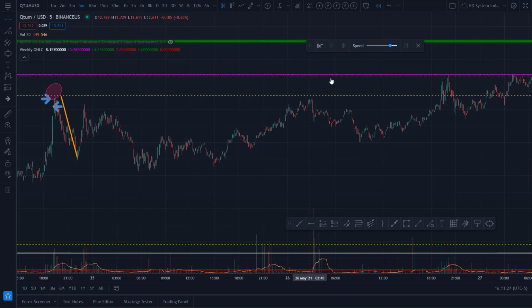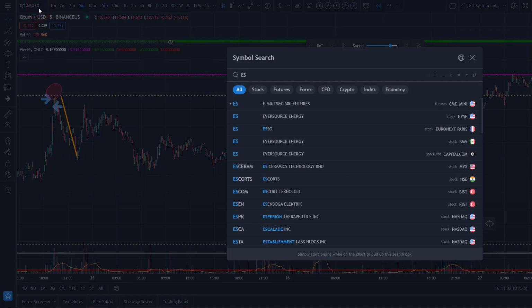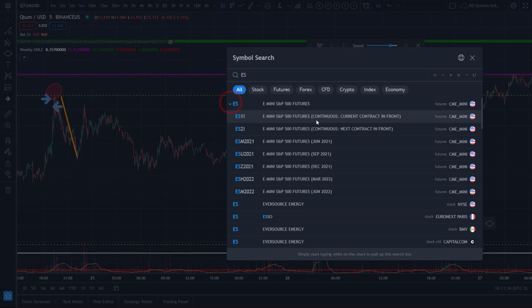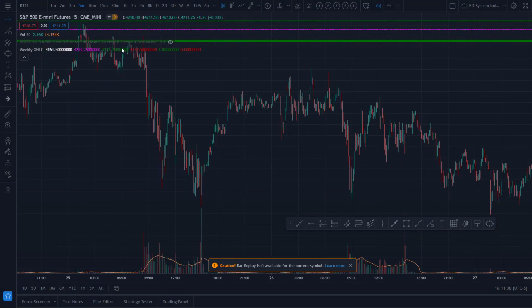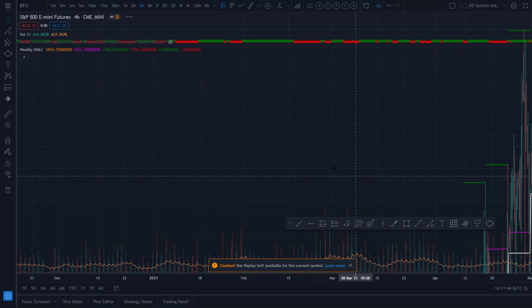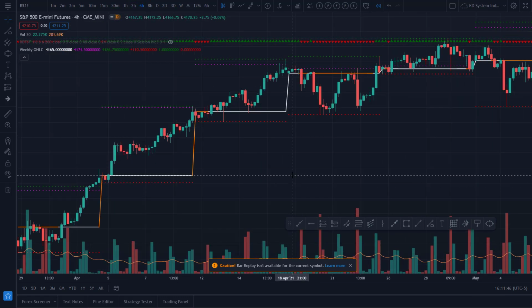Let's look at, so we've looked at equity, we looked at Forex, we haven't looked at futures. So let's look at the ES E-mini. And let's go to a different time frame. What haven't we gone to? We've done the 1 hour, we haven't done the 4 hour. So let's do the 4 hour.